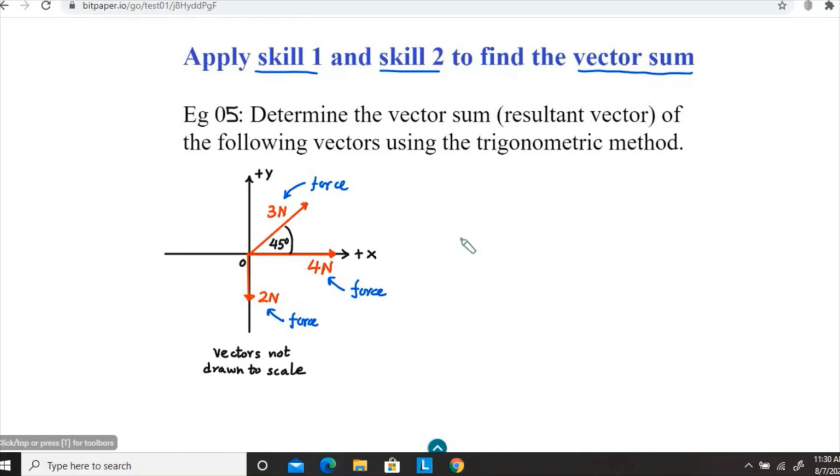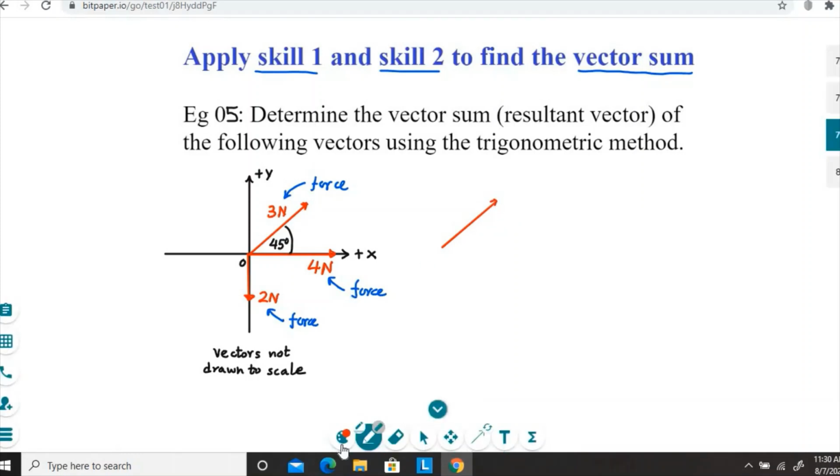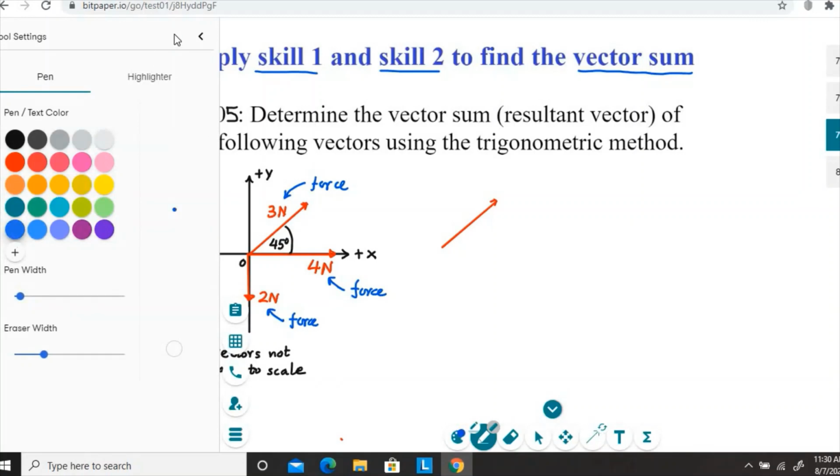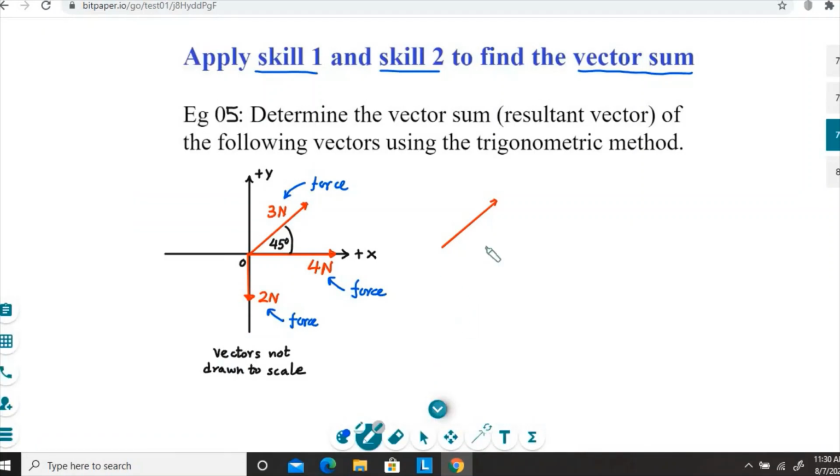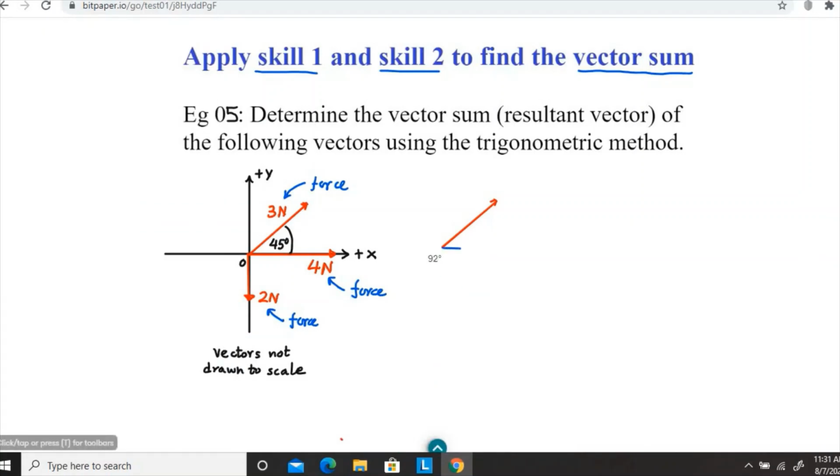So that's the first thing I'm going to do. Let me separate out the 3 Newton vector like this, and then I'm going to consider its components. There's going to be a component in the x direction and a component in the y direction. So this is the component along the x direction. And then this is the component along the y direction.